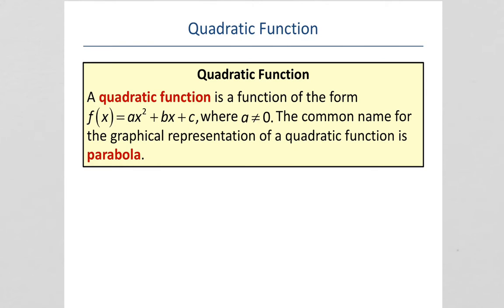A quadratic function is a function of the form f of x is equal to ax squared plus bx plus c, where a is not 0, because if a were 0, it would just be a line. The common name for the graphical representation of a quadratic function is a parabola.